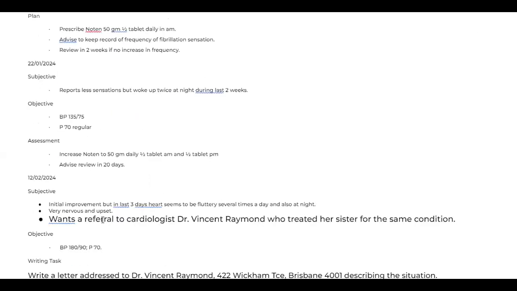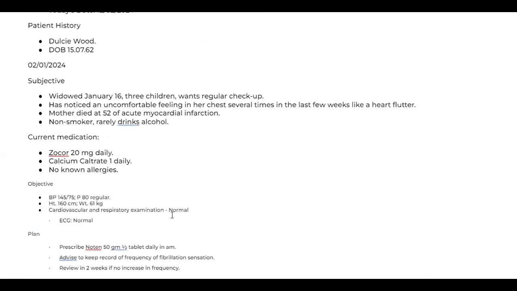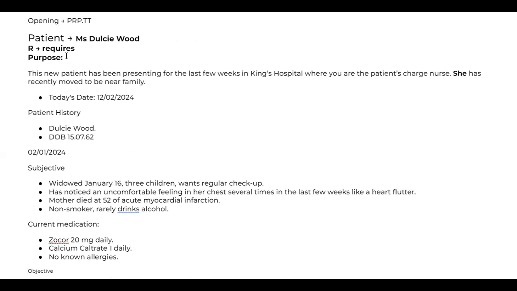What is the purpose? Wants a referral to cardiologist. All right. Okay. She wants a referral. So when you refer a patient to a cardiologist, what will the doctor do? Yeah, assessment and management, right? Assessment and management.